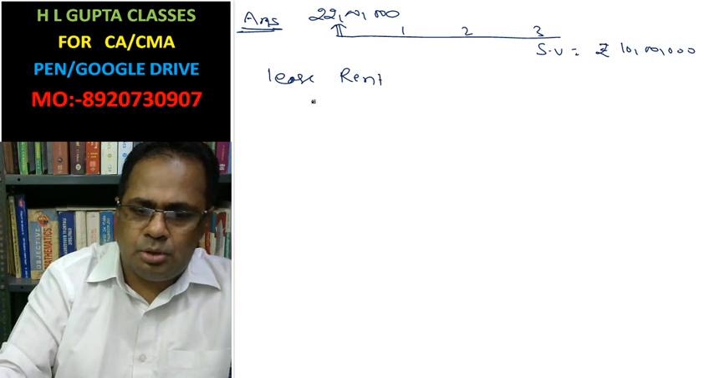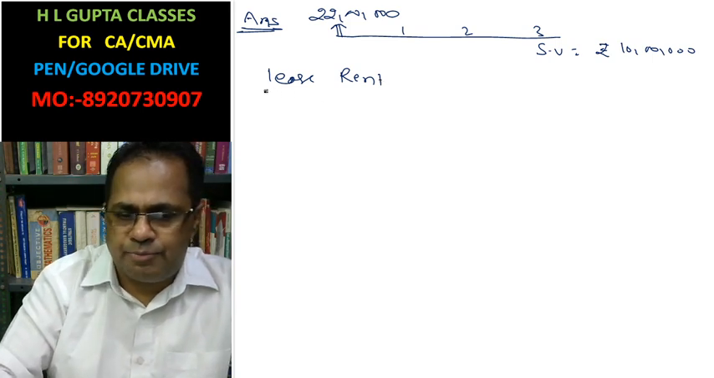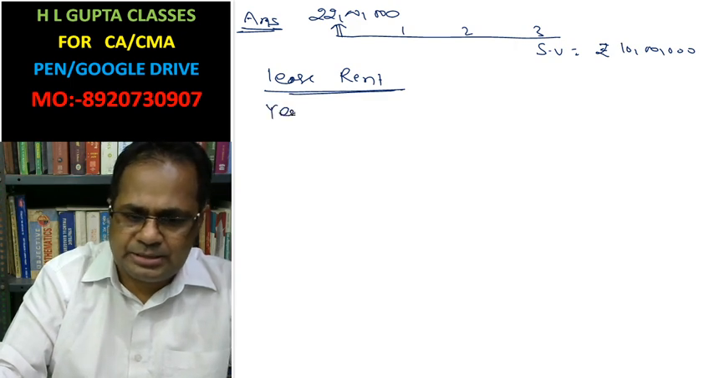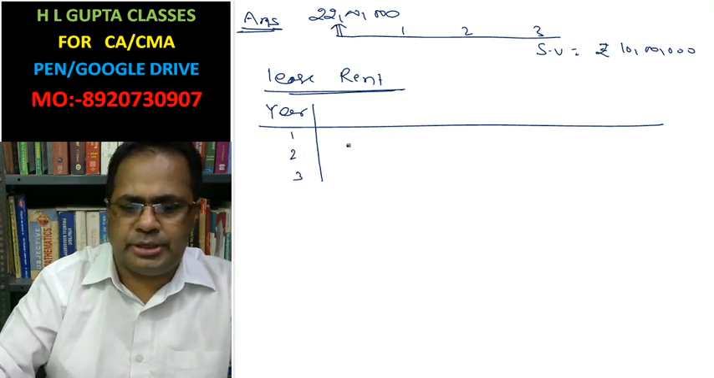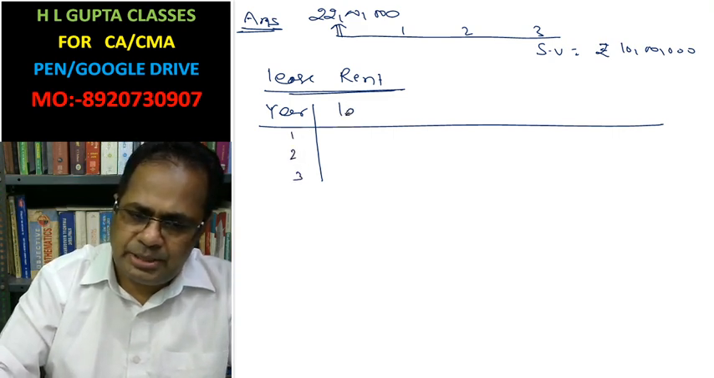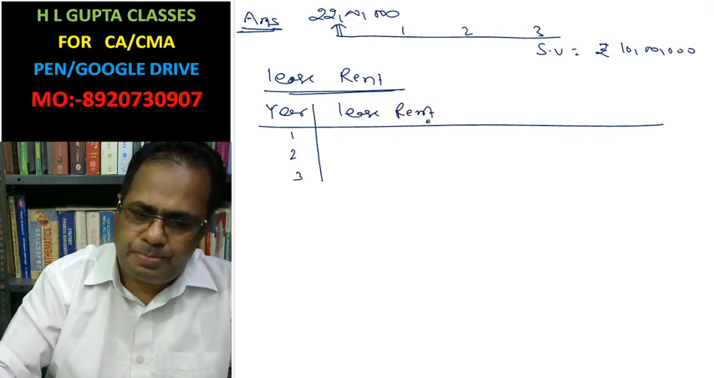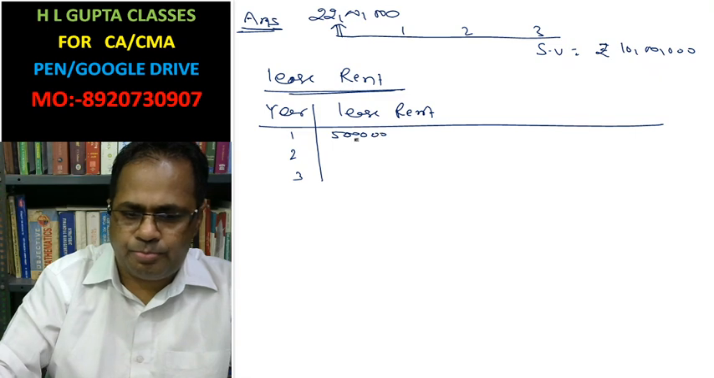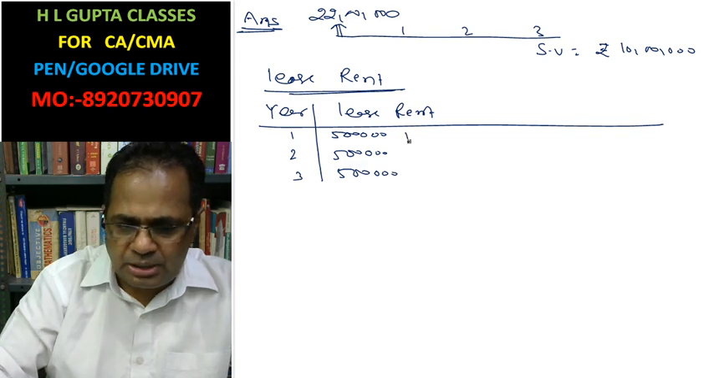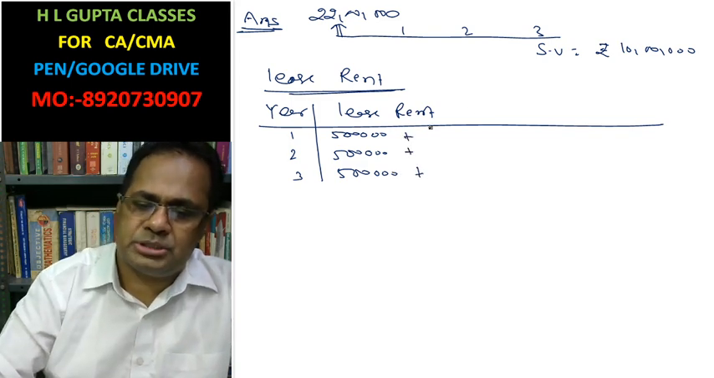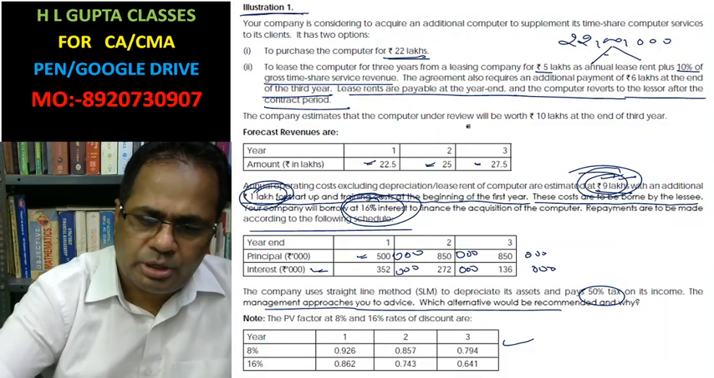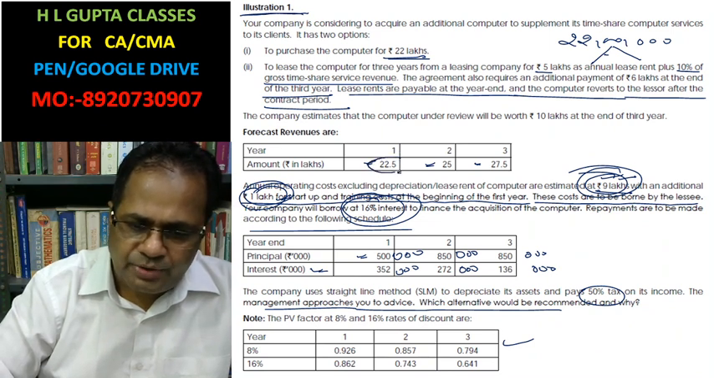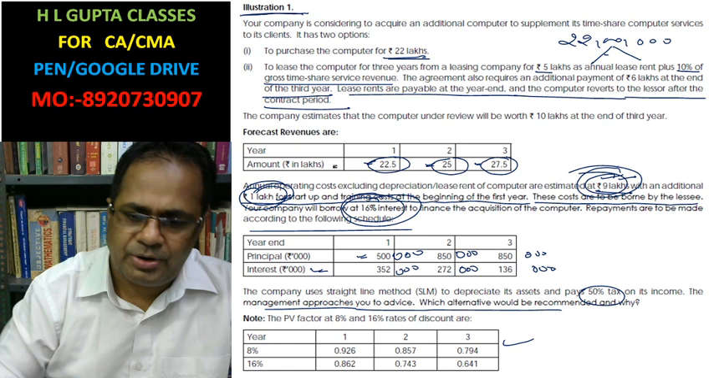Now as per the information of lease rent, what information is given in this case? Year 1, 2, 3. Lease rent is given here: 5 lakh each year, plus 10% of gross revenue. Look at the gross revenue here: 22.5 lakh, 25 lakh, and 27.5 lakh.